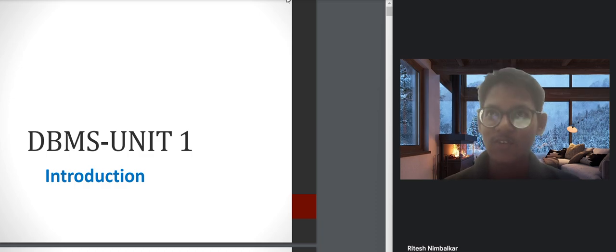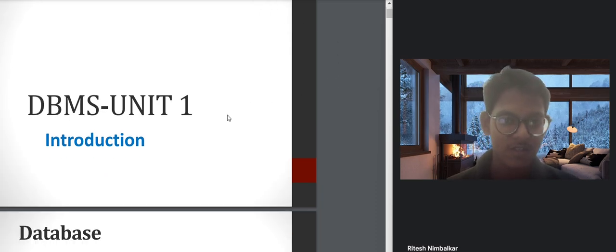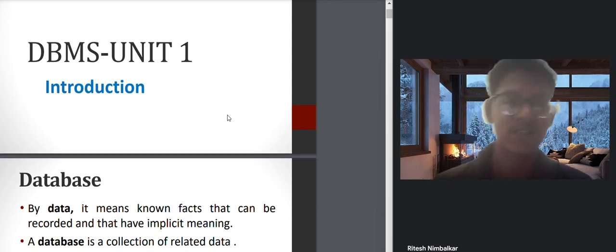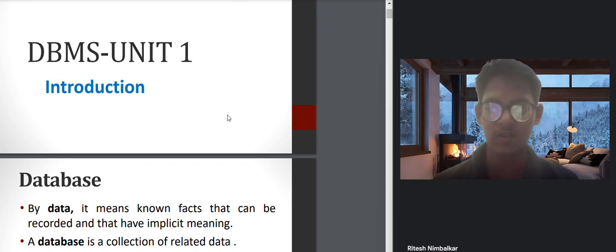In the last lecture we left off at what is DBMS and its introduction. So let us continue that. Myself Ritesh Nimbarkar, Department CSC, roll number 41.